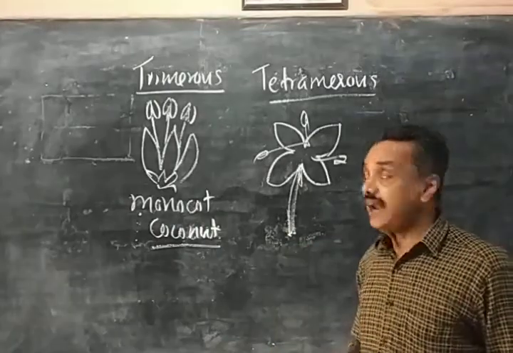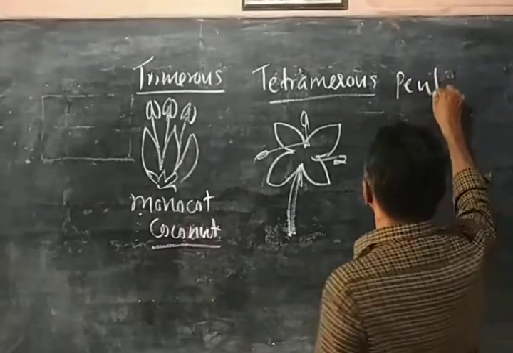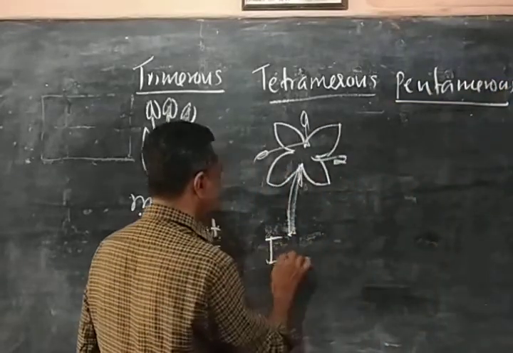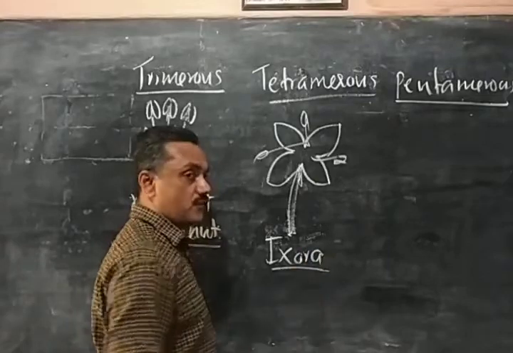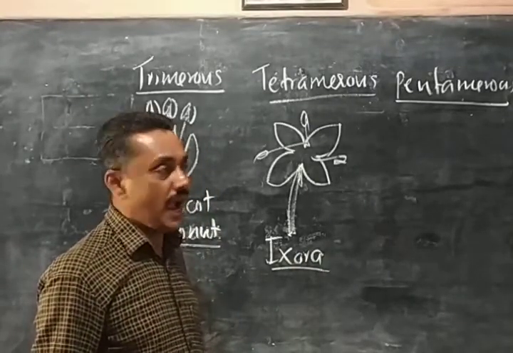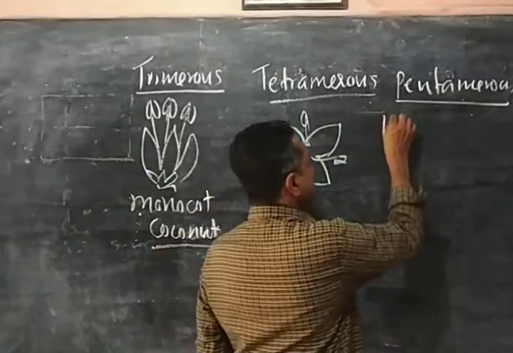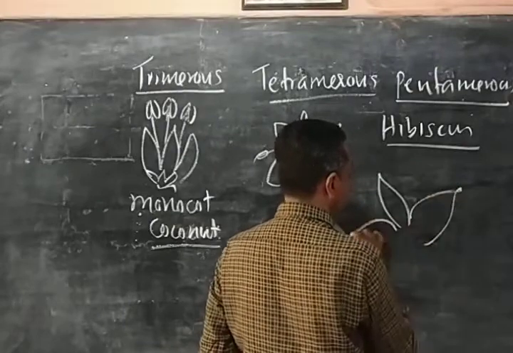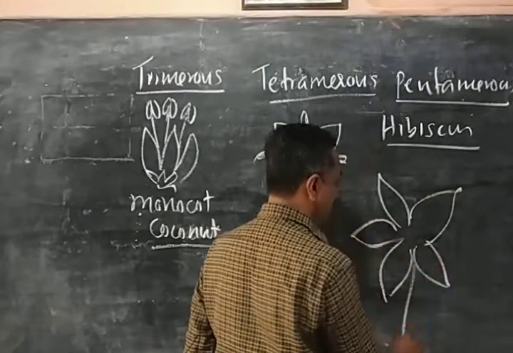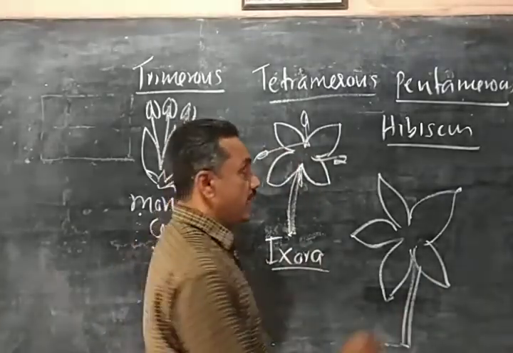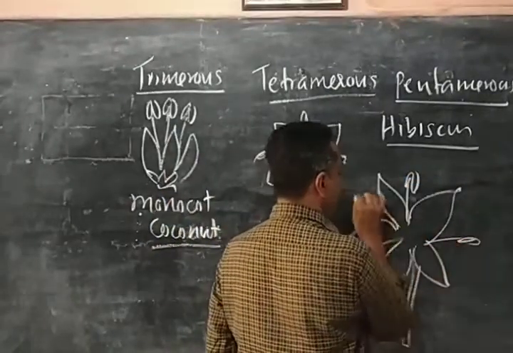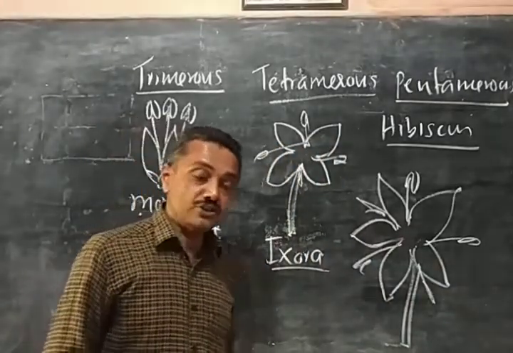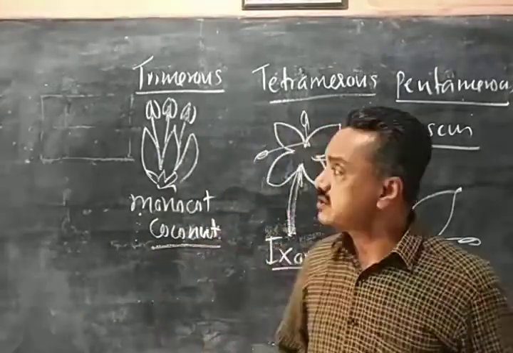Tetramerous. And in the case of hibiscus, it is called pentamerous. Ixora, I-X-O-R-A, you know the Ixora flower, is tetramerous. And hibiscus is an example for pentamerous. See, petals are 5 in number, sepals are 5 in number, stamens are 5 in number. Such flowers are called pentamerous. So, based on the number of parts, flowers are of 3 types.